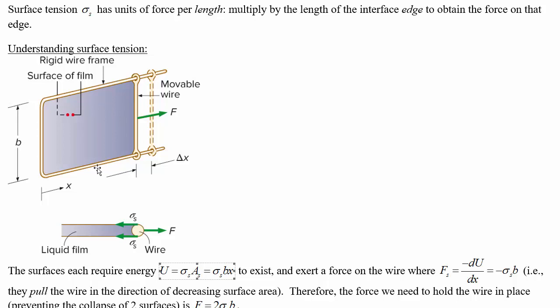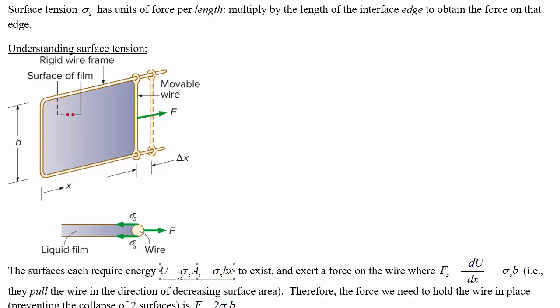So each side of this soap bubble is taking some energy to maintain. It's got a potential energy, because if we were to let go of the wire, it would collapse and release that energy of sigma s multiplied by the area. So the surface tension multiplied by the area. Now the area is b multiplied by x.